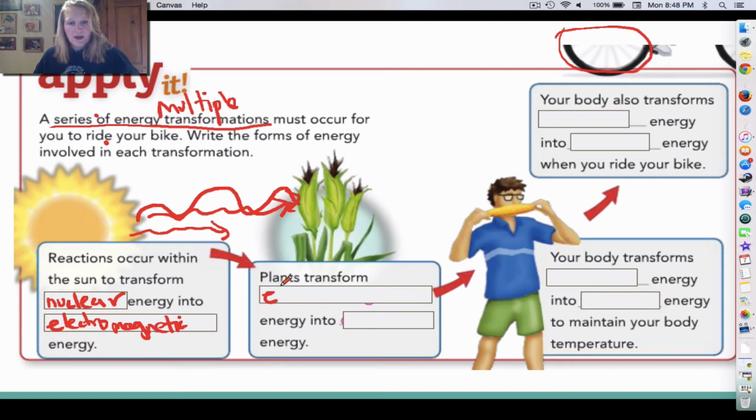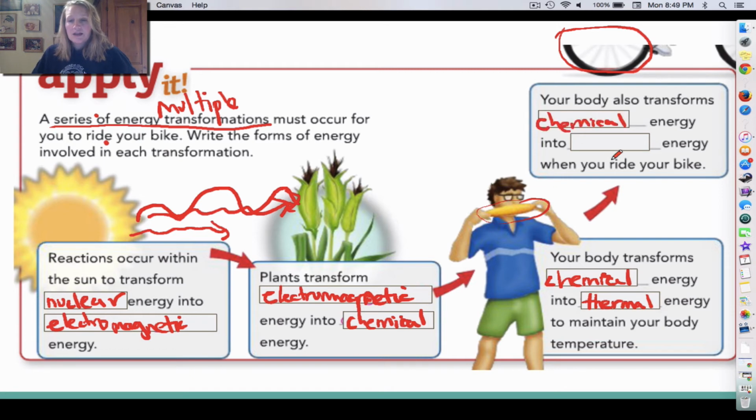And then plants transform that electromagnetic energy into chemical energy, right? So it goes into the chemicals that it's creating, the food that it's creating. Your body, okay, so we eat this, your body transforms that chemical energy into thermal energy to maintain your body temperature. It also transforms that chemical energy into mechanical energy when you ride your bike, when you start moving. This is an image of somebody moving right there. So this would be a great example, and one that I referred to before, of multiple transformations.